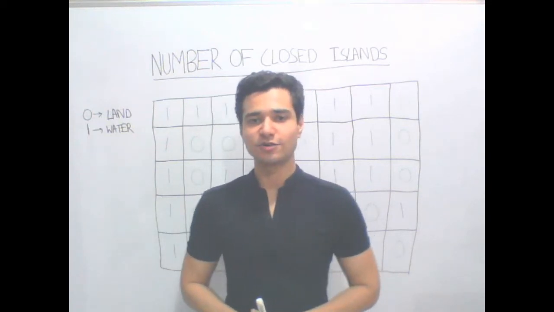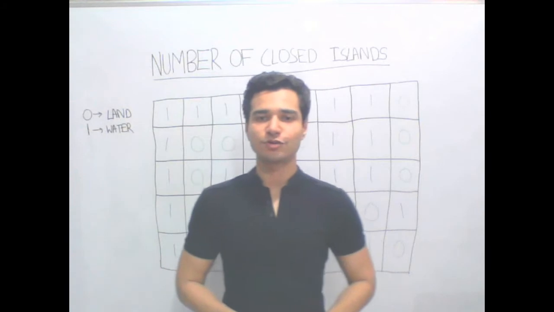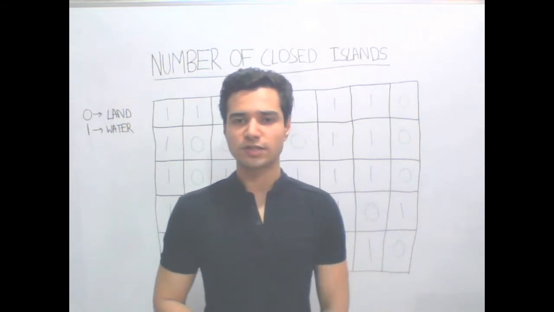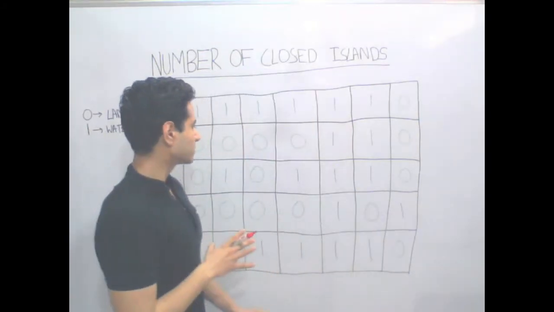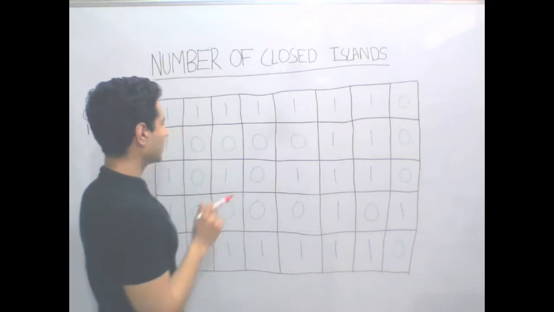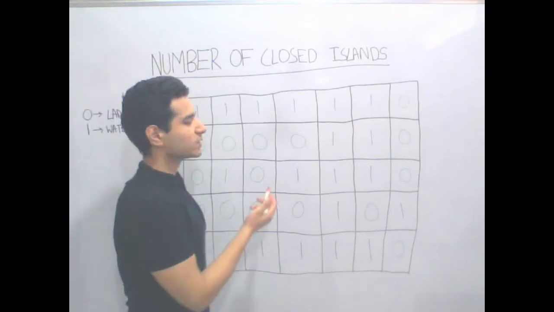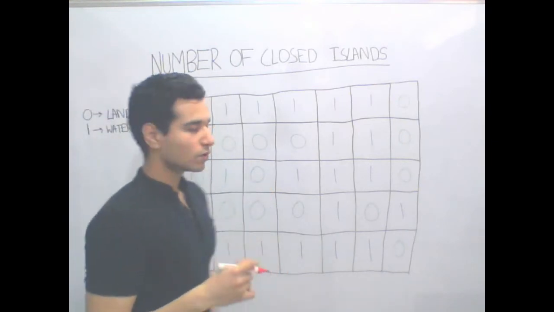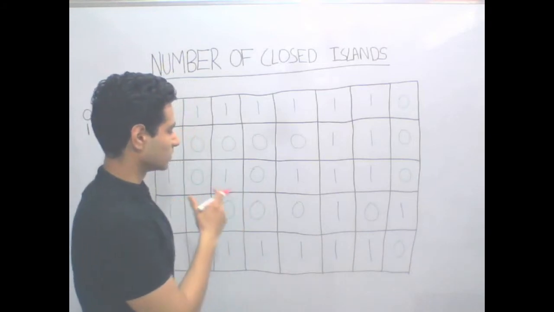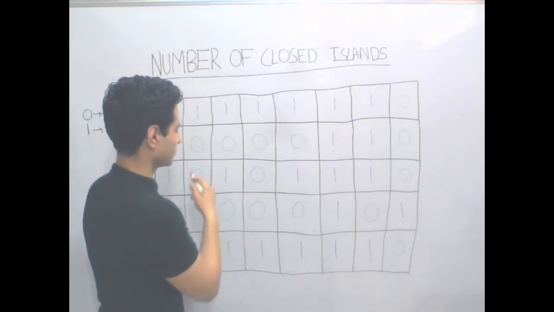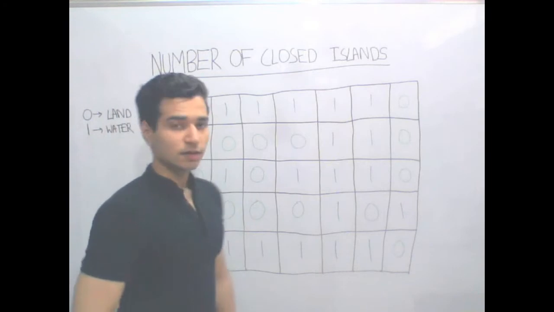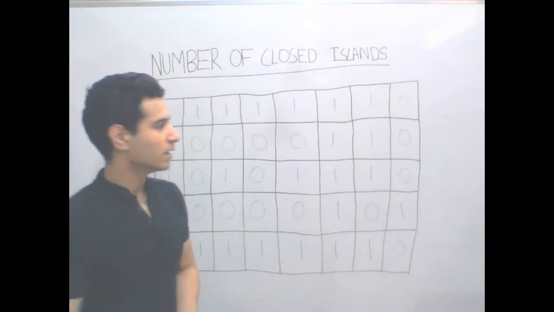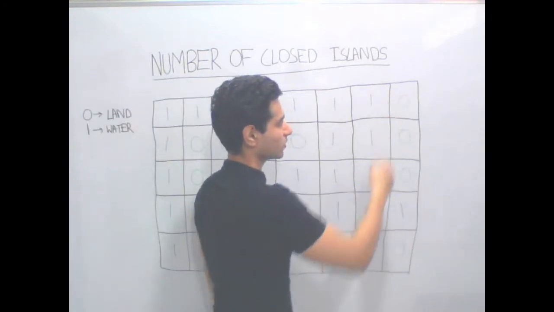My name is Ankur Haridosh and today we are doing a question called number of closed islands. So here in this graph, 0 is represented by land and 1 is represented by water. An island is a collection of zeros. For example, this entire collection of zeros is an island and this collection is also an island.